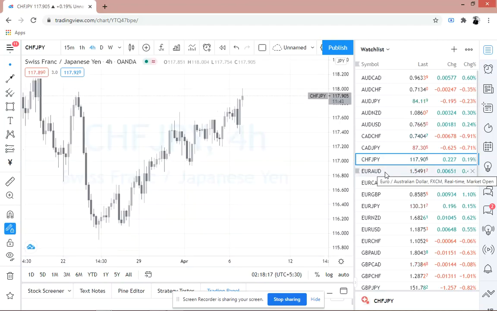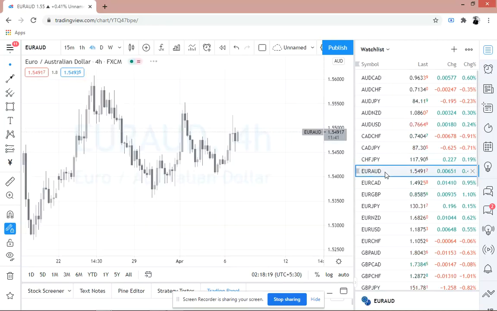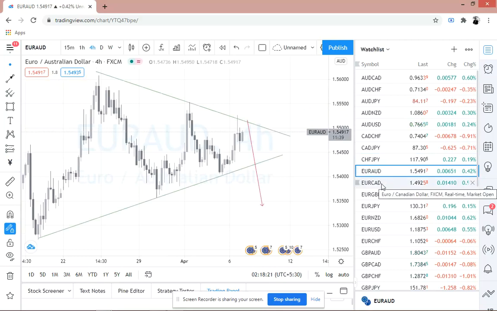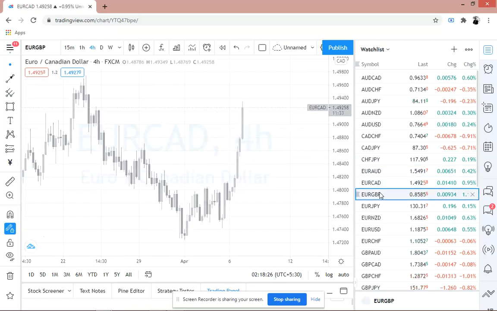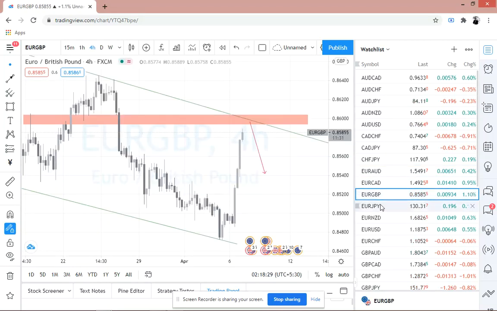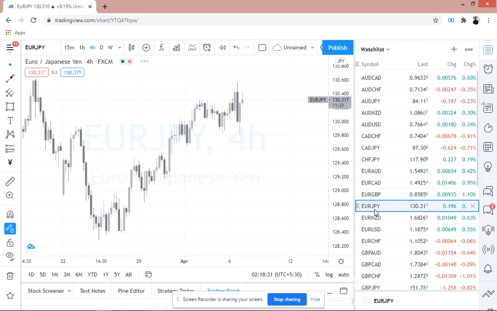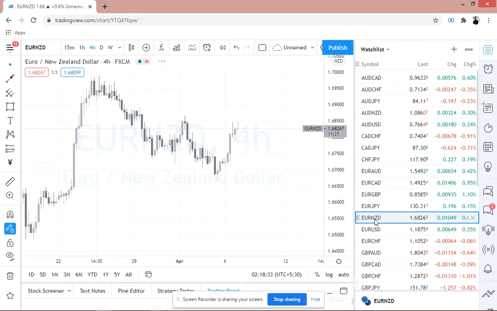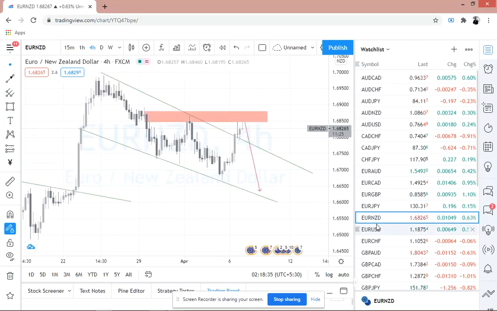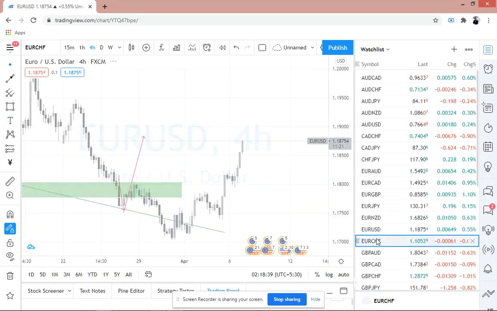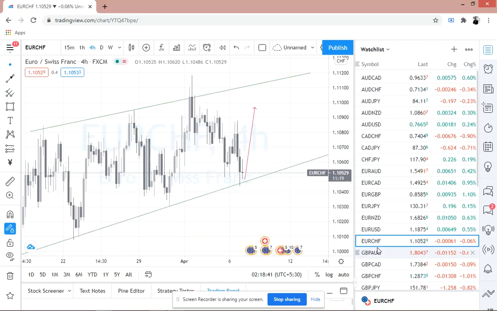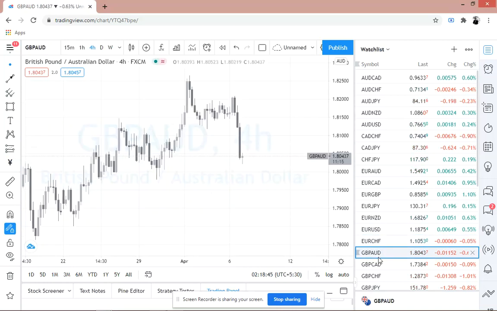CHFJPY, below AD. If the market reached this level, got rejection and sellers enter, start selling. These are the rules in trading. It might take time, it might take days, it might take hours, but you still have to be patient. Don't buy immediately, don't sell immediately. Trading is all about patience.